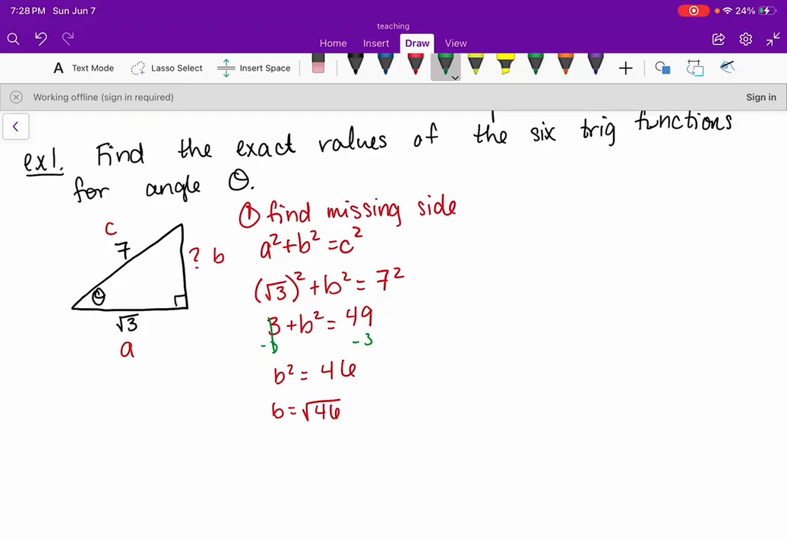Now be careful here. Technically, whenever you take a square root, this becomes plus or minus. Because it didn't tell me what quadrant we're in, we're just going to assume we're in quadrant 1. So this is just going to be a positive square root of 46.